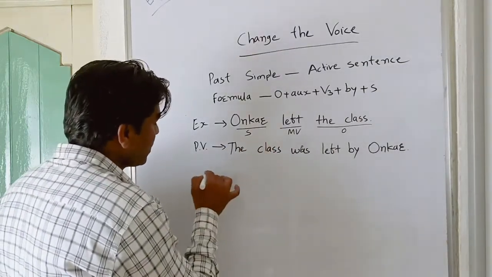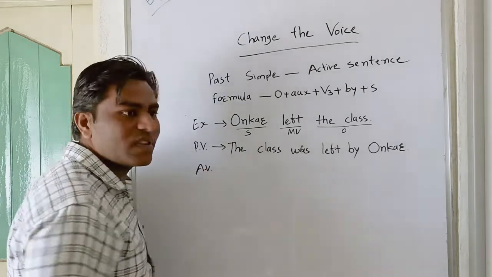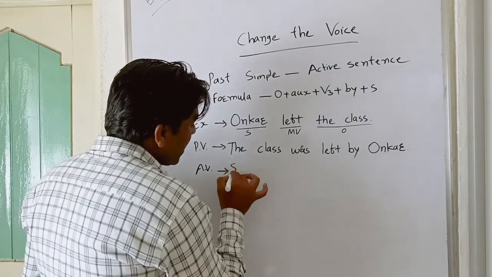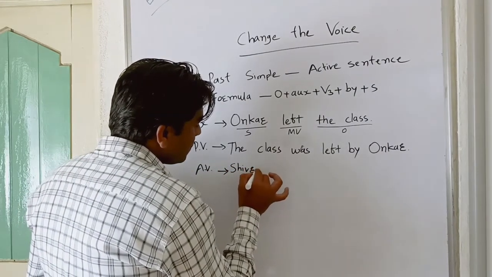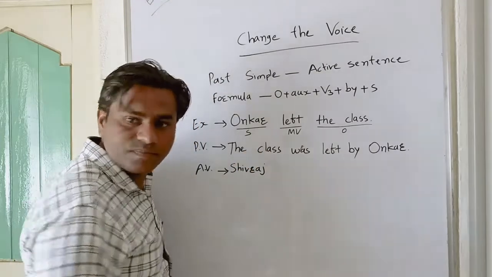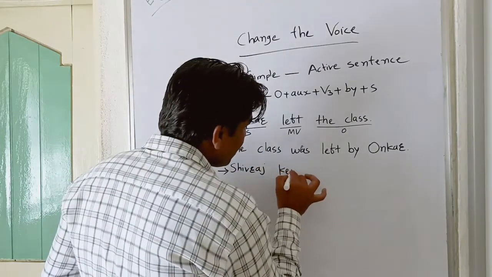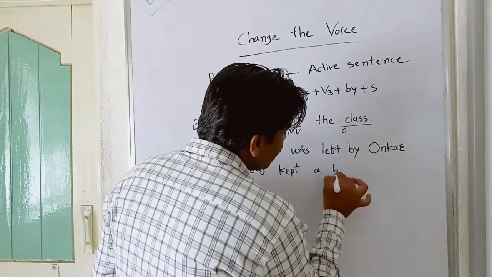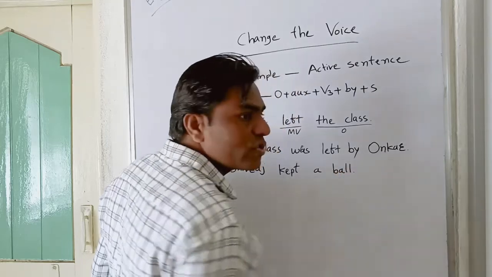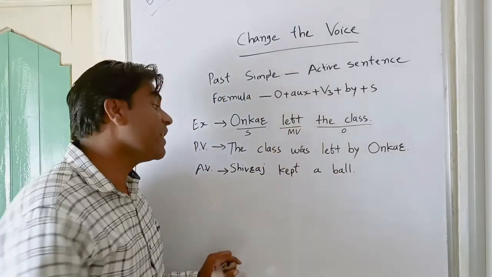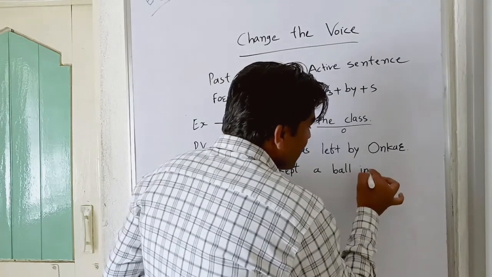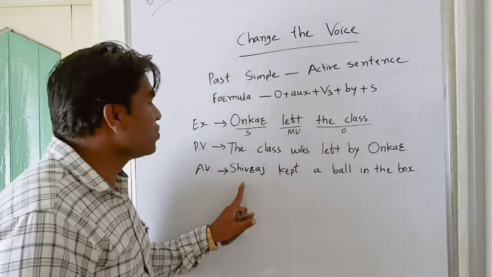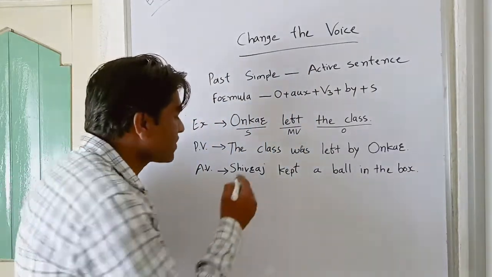Another example. AV means active voice. Then we write: Shivraj kept a ball in the box. I will write here, in the box. Okay. Shivraj kept a ball in the box.